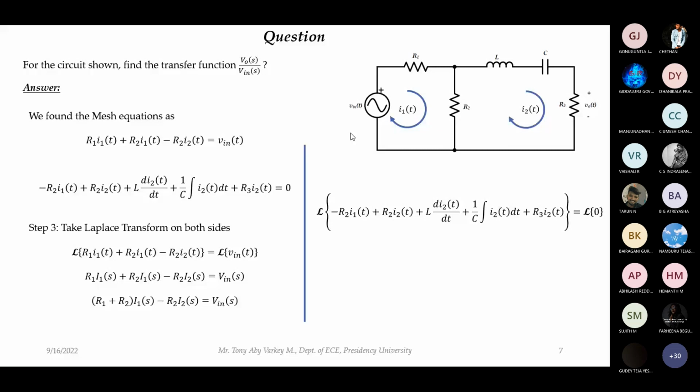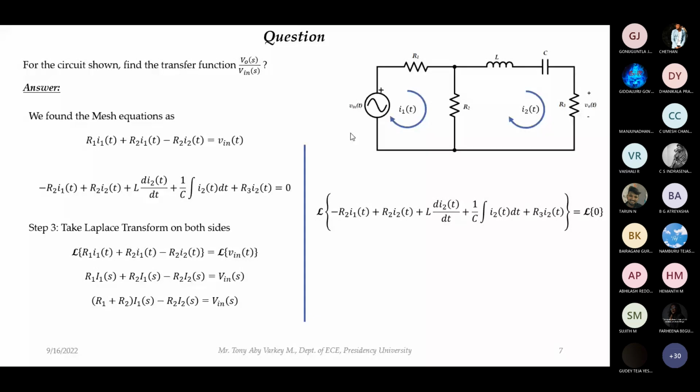What is the Laplace transform of I1 of t? I1 of s. So first will be R1, R2 into I minus R2 into I1 of s, plus R2 into I2 of s, plus L into s into I2 of s, plus 1 by C into I2 of s divided by s, plus R3 into I2 of s, equal to 0.